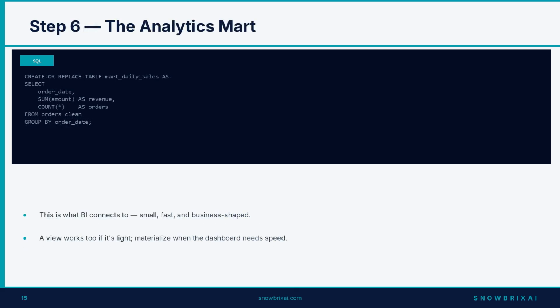Step 6. The payoff, the analytics mart. Create or replace table mart daily sales as a select from orders clean. We group by order date, sum the amount as revenue, and count the rows as orders. That is it. This small table is what your dashboard actually connects to. Small, fast, and business shaped, your BI tool reads 3 columns instead of scanning millions of raw rows.